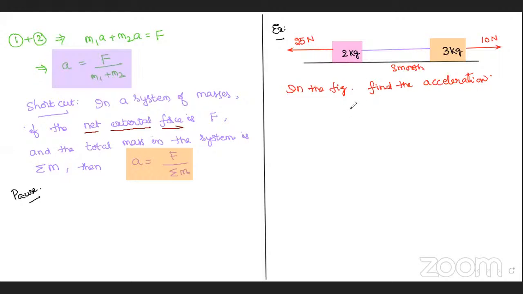Then I need shortcuts. So using the shortcut, A equals the net external force. Look here, two external forces are there. So come to the solution. Out of these two external forces, 25 is greater and it is in the opposite direction to 10 newtons. So here I am writing the net external force.